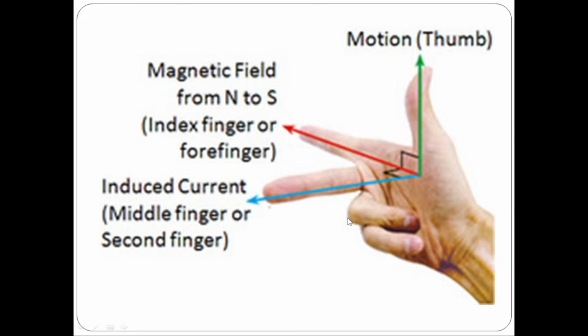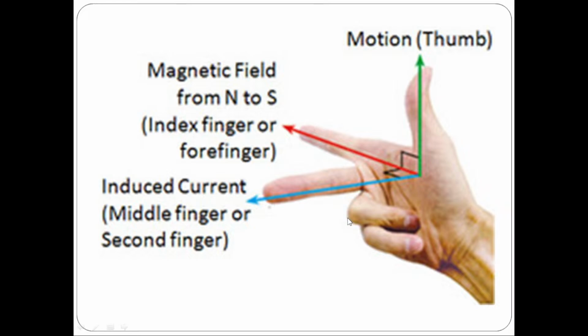So the forefinger gives the direction of the flux, and the thumb is the external mechanical force applied to rotate the coil. If the thumb represents the direction of motion and the forefinger the magnetic field direction, then the middle finger will represent the direction in which EMF is induced. So this is known as Fleming's right hand rule.